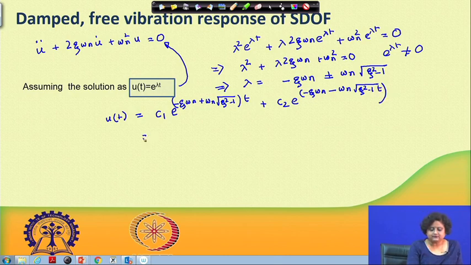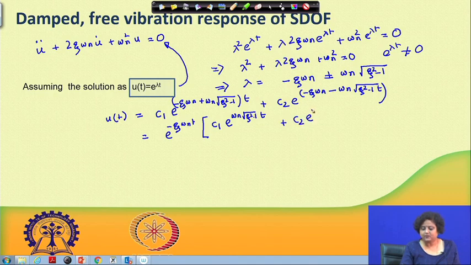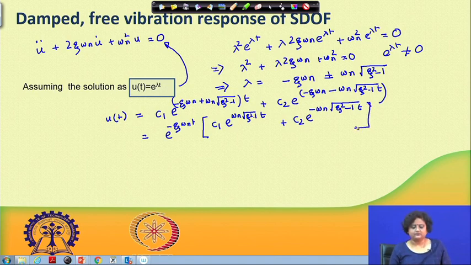I can further simplify this and write it as e to the power minus zeta omega n t into C1 e to the power omega n root zeta square minus 1 into t, plus C2 into e to the power minus omega n root zeta square minus 1 into t. So, this is the response of the system. Of course, we have to find out C1 and C2.